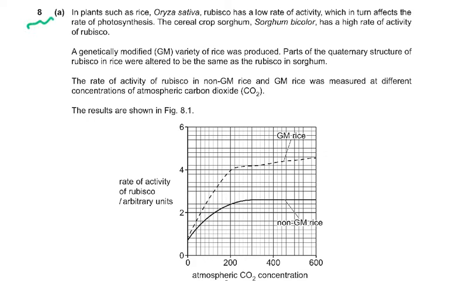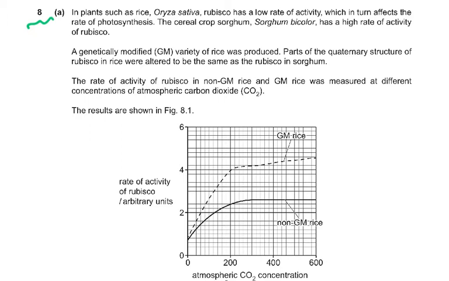A, in plants such as rice or rhizospira, rubisco has a low rate of activity which in turn affects the rate of photosynthesis. The cereal crop sorghum has a high rate of activity of rubisco. So rice has a lower, sorghum has a higher rate of activity of rubisco, which is used in the Calvin cycle. A genetically modified variety of rice was produced. Parts of the cottony structure of rubisco in rice were altered to be the same as the rubisco in sorghum.